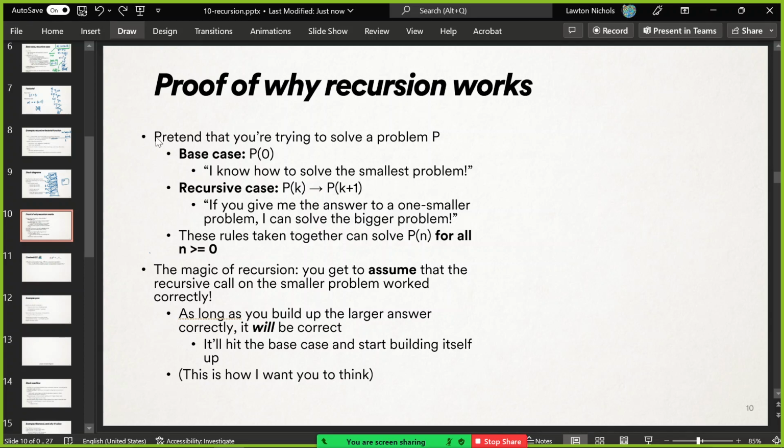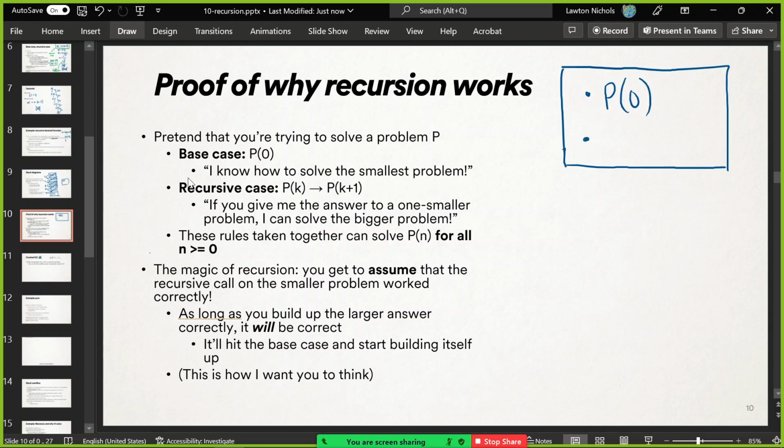All right? So here's why recursion does the right thing. Well, let's pretend that our problem is very general. It's a problem P, like it's the factorial problem. We'll call it P because several problems can be recursive. To solve a problem recursively, you have to give 2 things. You have to give the base case, saying, I know how to solve the smallest version of the problem. So maybe that's the solution for P of 0. I know how to give you back the answer if you ask for P of 0. I have that immediately.